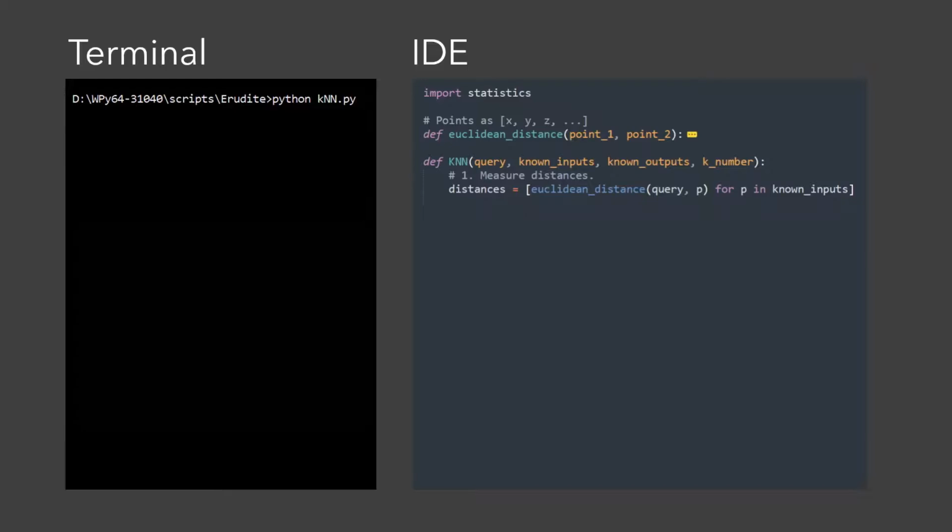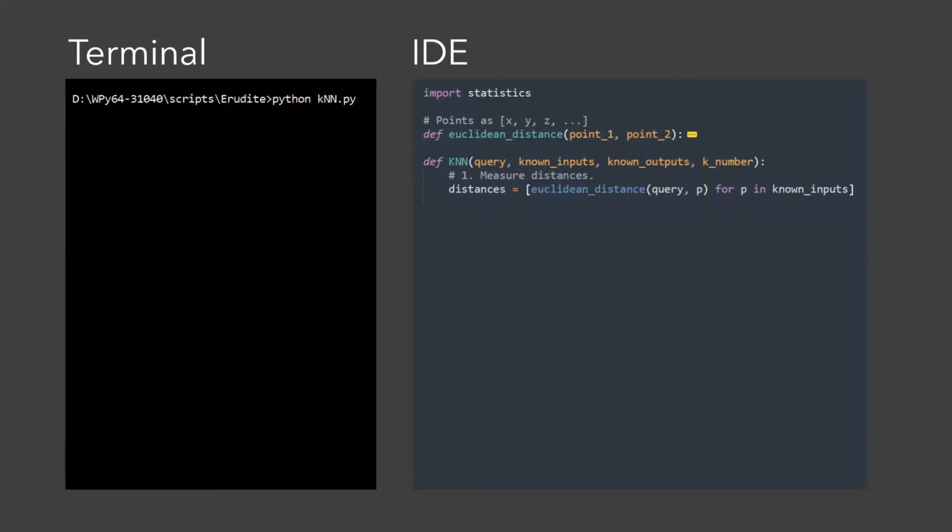And the first thing we're going to do, once we've got all of that, is measure the distances between our query point and our known points. And you can see this little one-liner, it's just a piece of list comprehension.